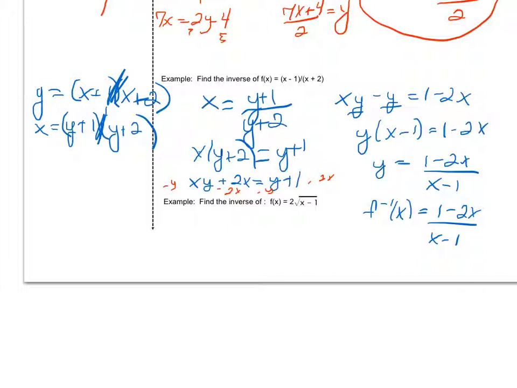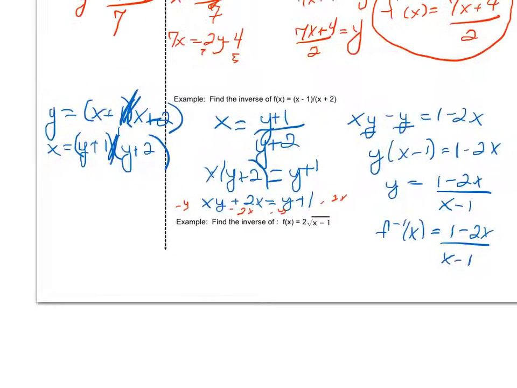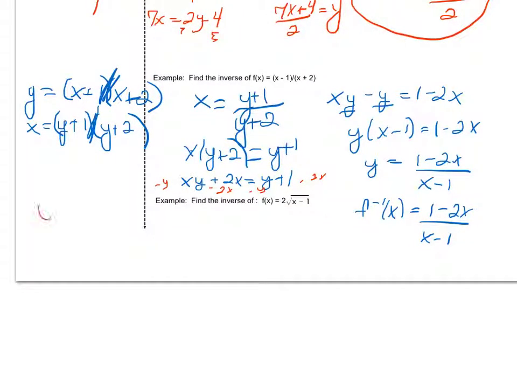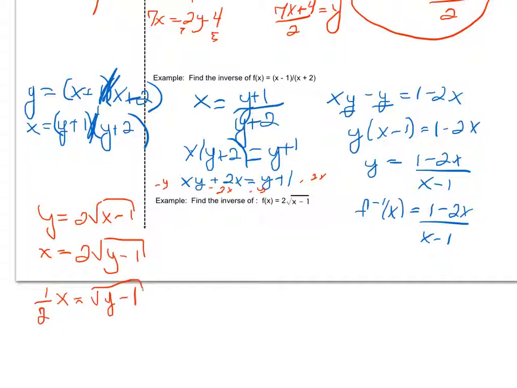Looking at the third and final example here. First thing I'm going to do is I'm going to say y equals 2 times the square root of x minus 1, which means x equals 2 times the square root of y minus 1. I can start by dividing by 2. Remember, dividing by 2 is the same thing as multiplying by 1/2. So I'm going to go ahead and say 1/2 x equals the square root of y minus 1.